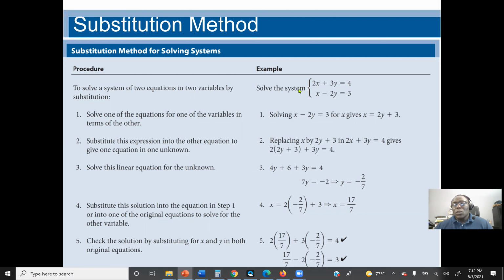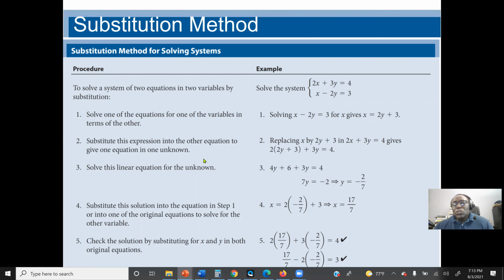The example we have here says we should solve the system of linear equations 2x plus 3y equal to 4, and x minus 2y equal to 3. The first thing we can do is take equation 1, which is 2x plus 3y equal to 4, and solve for x. Then we substitute that into equation number 2, which is x minus 2y equal to 3. We can do it either way: take the first equation and solve for x or y, or take the second equation and solve for x or y first. So let's go through the steps.